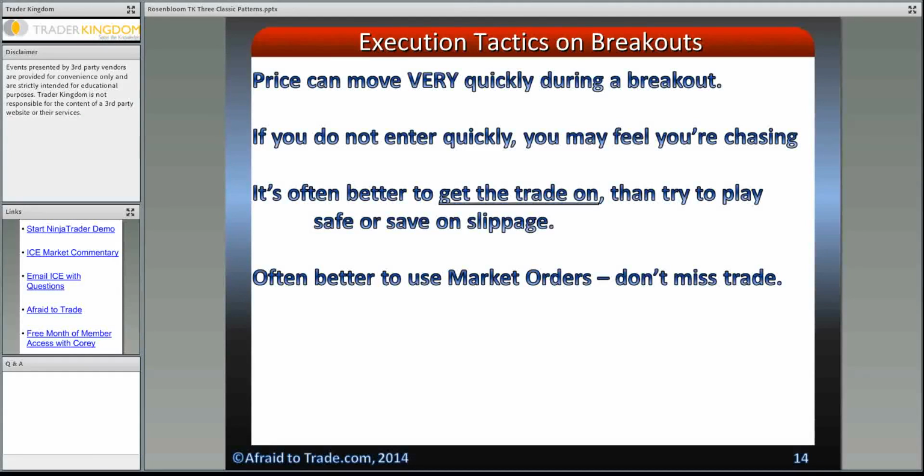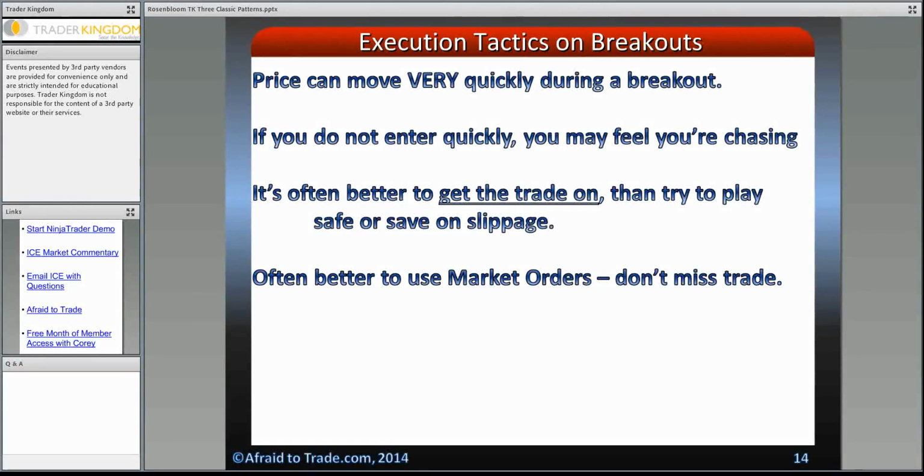trade, unfortunately. There really is not a spot to join that breakout unless you just sort of close your eyes, hold your nose, and put the buy order in there. And that's something most of us should not be doing. It is often better to get the actual trade on than try to play safe, like I tend to do, or save on slippage. And I've seen it myself, but I've seen multiple stories of traders that wait for a breakout, and they're trying to get these little slippage things perfect.